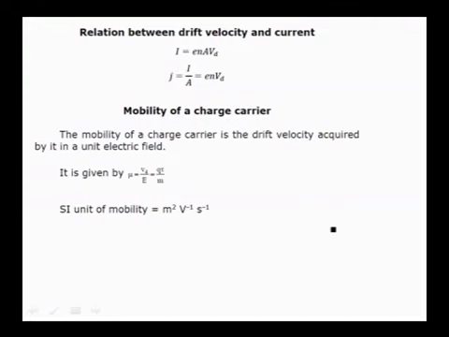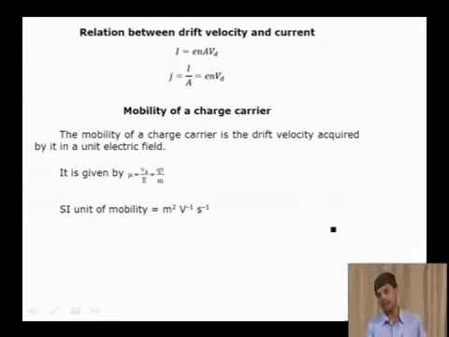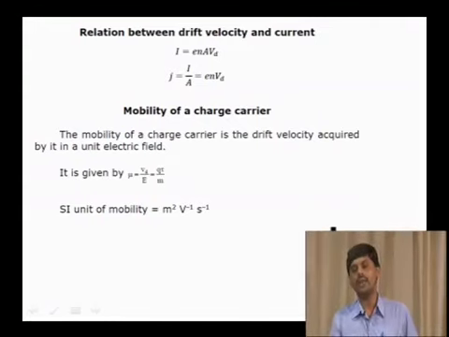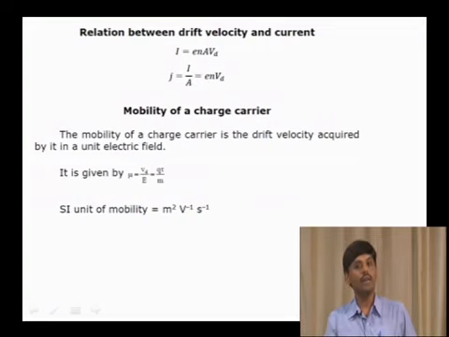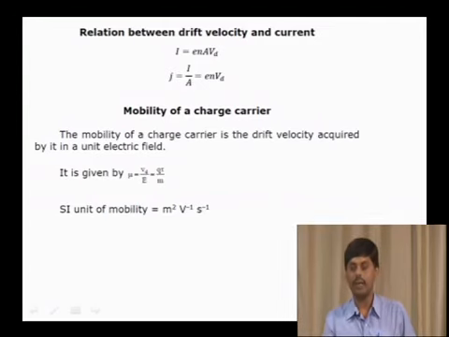Next, relation between the drift velocity and current. We have I is equal to neA into Vd, where e is the charge of the electron, n is the number density of the electrons, A is the area of cross section, and Vd is the drift velocity. And also we can write J is equal to I by A, current per unit area. If you substitute the value of I in this equation, we get J is equal to neVd.